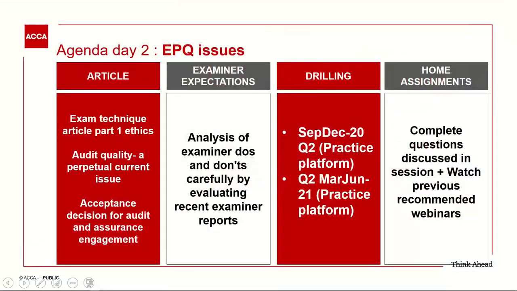Now, just a quick recap. Yesterday on day 2, towards the end of the day, we started discussing the ethical, professional and quality control issues. I recommended some articles to read, and we particularly started with a drill of the March-June 21 question number 2. That's what I will be continuing today initially in my session. In the session yesterday, I read the examiner report with you from the recent June 21 exam, and we found some very constructive criticism of the examiner when it comes to writing the quality control issue in the exam paper.